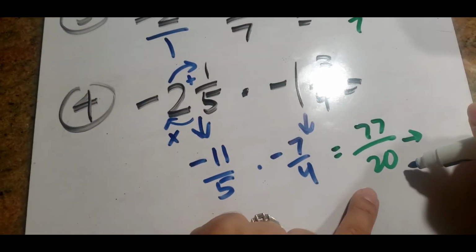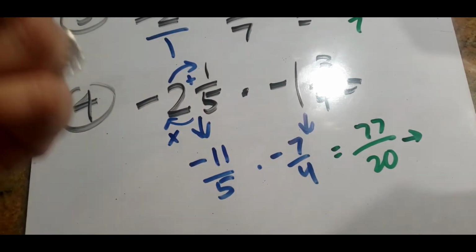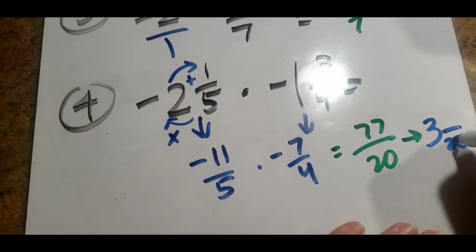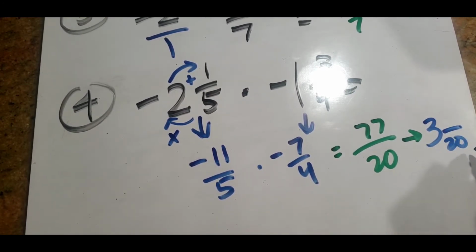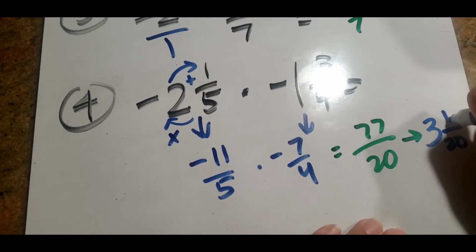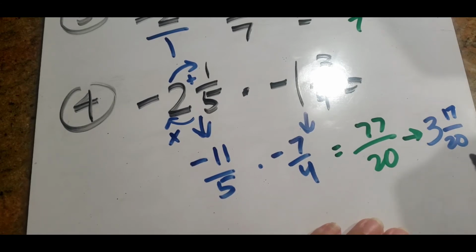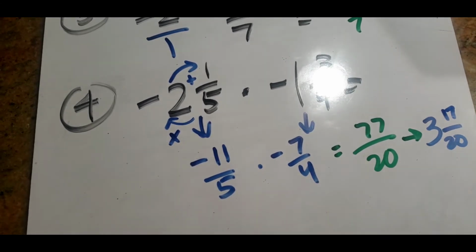Or how many times can 20 go into 77 without going over? And that's 3 times. Okay, so 3 times 20 is 60, plus 17 is 77/20. And just check to make sure you can't simplify these any further. Okay, and then this would be my final answer. So multiplying fractions is super easy. Okay, all right, let's try one more.